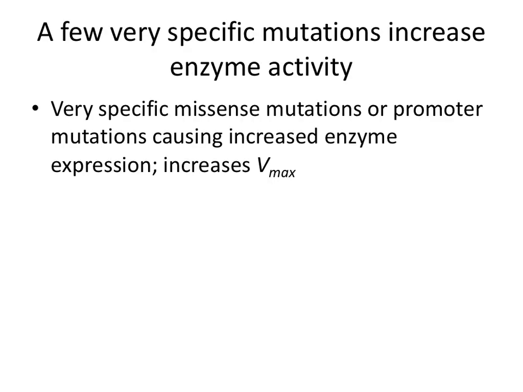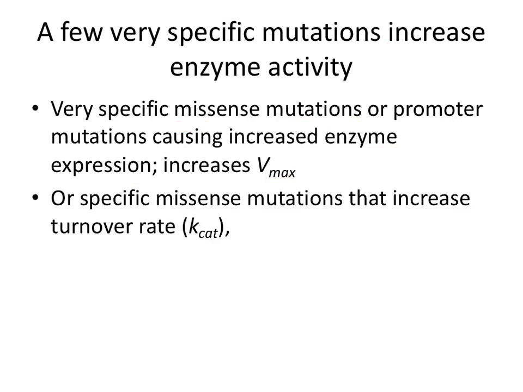While most enzyme deficiencies cause a decrease in enzyme activity, there are a very few special known mutations that actually increase enzyme activity. So there are some specific missense mutations, so remember changing a single amino acid, or a promoter mutation that can increase the amount of enzyme, increase enzyme expression, and therefore increase Vmax.